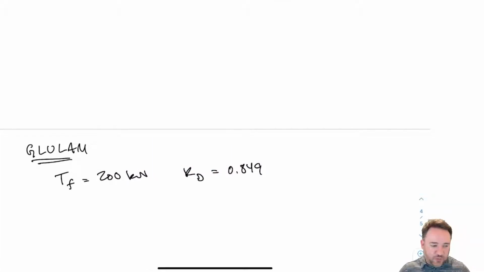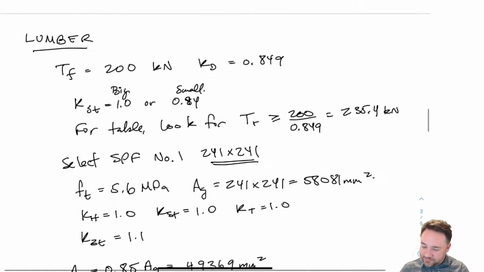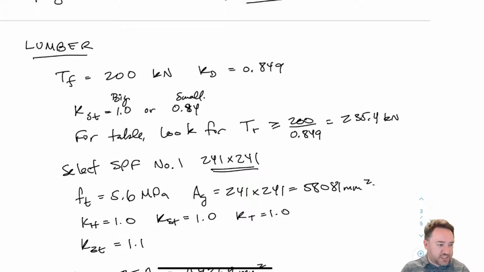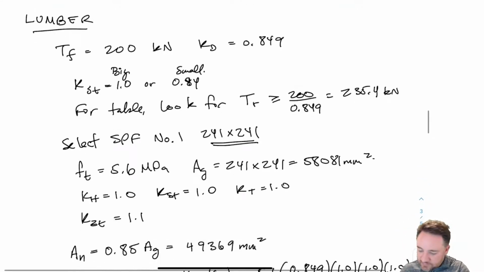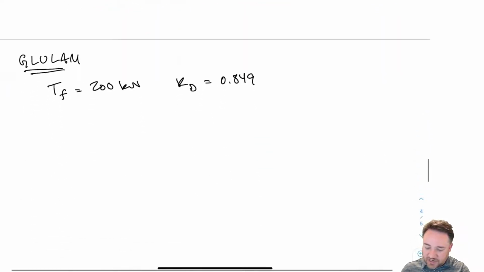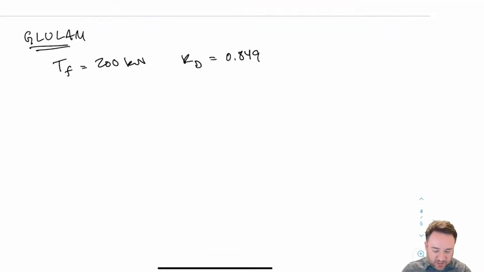Remember before when we did lumber, I said we have a target F. We're looking for a resistance greater than 200 divided by the KD, which gave us 235. But when we got to actually looking at the design tables, we forgot to include the fact that we have to reduce our area for net. So we had to go basically one section bigger. We won't have to consider that affecting Glulam because the gross is typically going to govern.